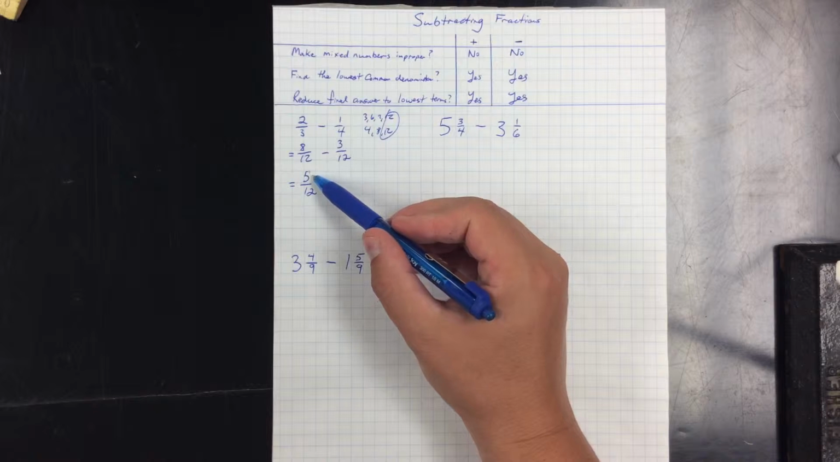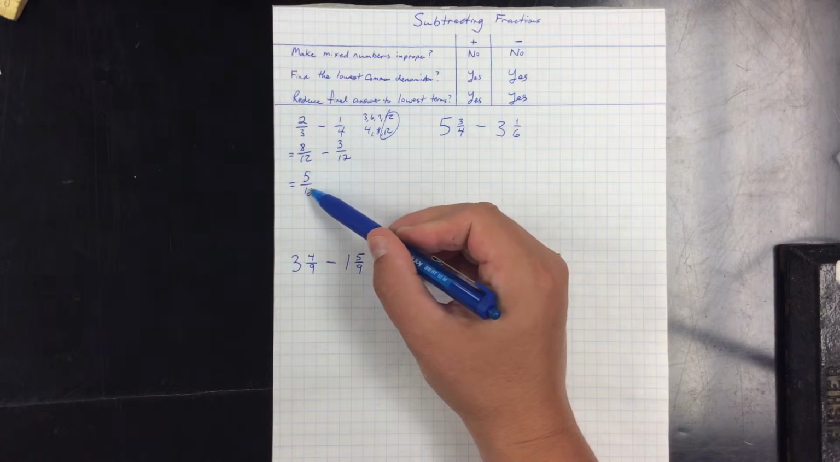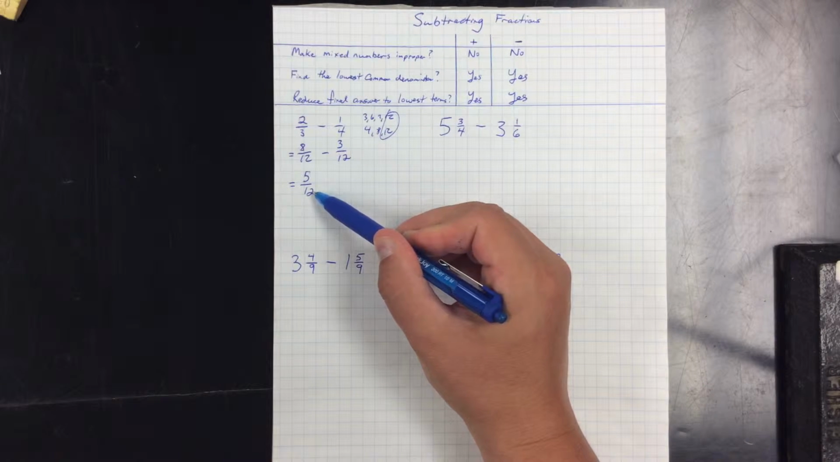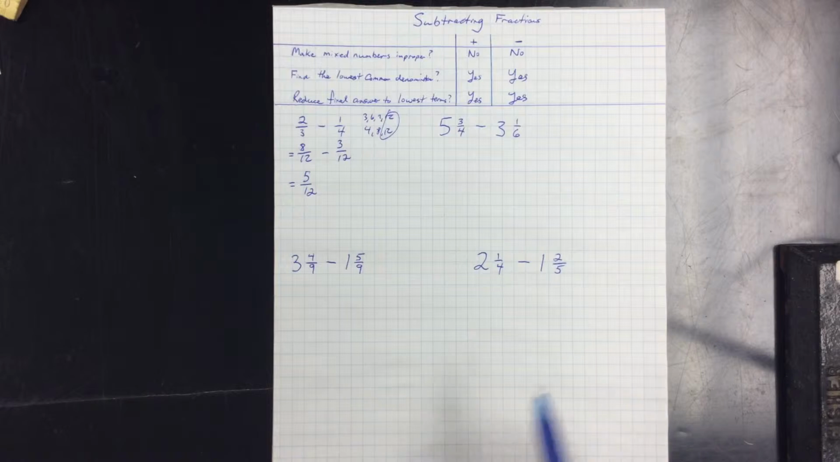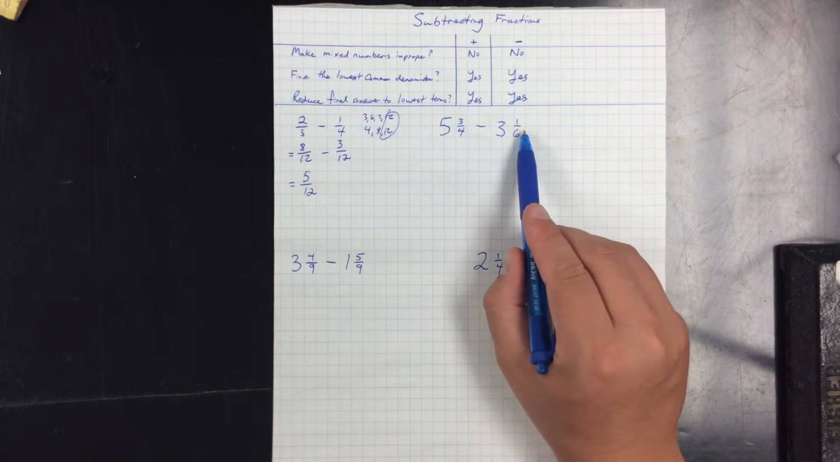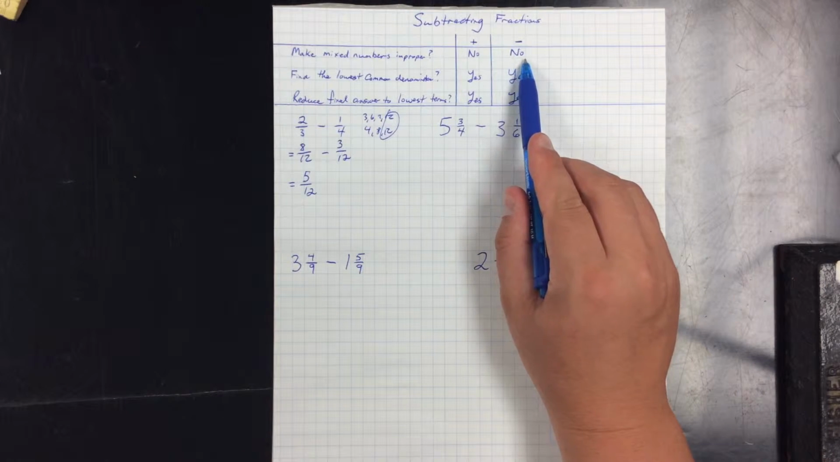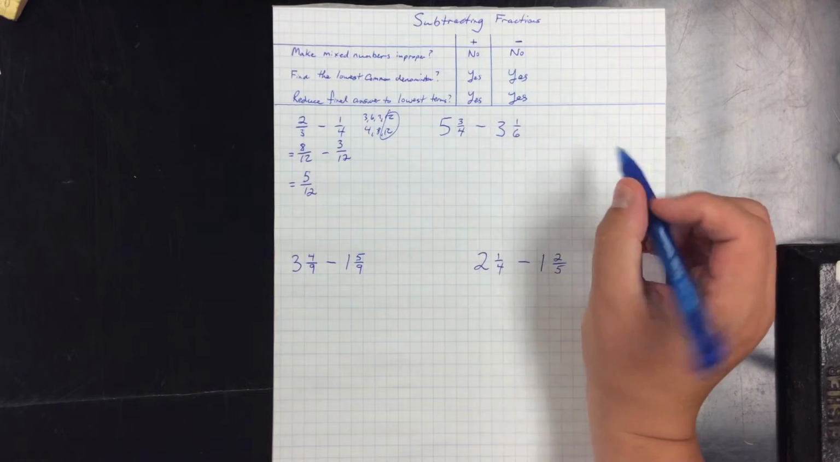Check that's in lowest terms. 5 is prime, so I don't have to think about any reducing of it. I just have to say 5, 10, 15, 20. No, I didn't say the number 12, so it's in lowest terms. So let's look at these mixed numbers. We know that we do not want to make them improper. We want to keep them as they are if we can.